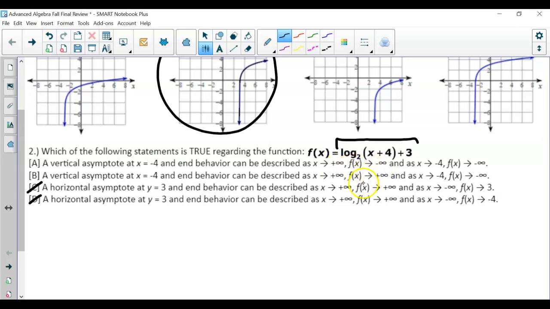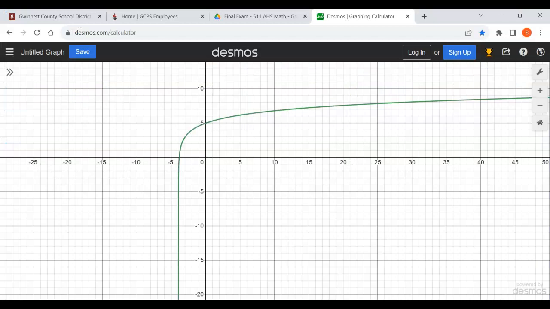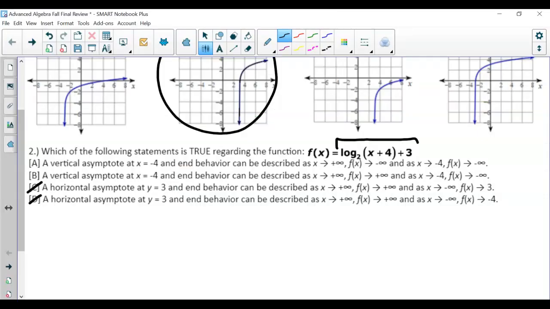So notice the difference in our first part. So going back to the graph, as x approaches infinity, what is our graph doing? It's going up to infinity. That's why the answer here is B, because as x approaches infinity, f of x approaches infinity, because the other, as it's approaching the asymptote, it is going down to -infinity.